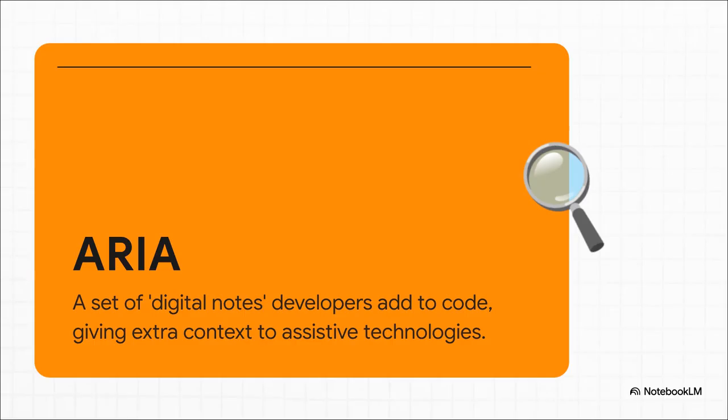Now, for more complicated stuff, developers have another tool called ARIA. The best way to think about ARIA is like leaving little digital sticky notes on the code, specifically for screen readers and other assistive tech. These notes give extra context. They can say things like, hey, this group of buttons is actually a menu, or this submenu is currently open. It basically fills in all the little gaps that plain old HTML might miss.